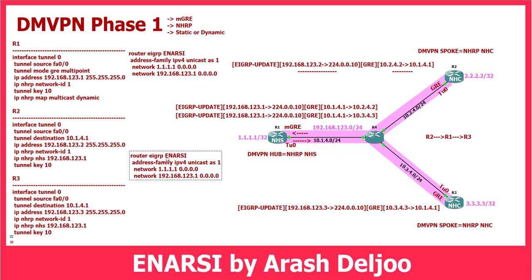Okay, and after that, let me configure EIGRP on router 2 also. This is the configuration of EIGRP on router 2: router eigrp NRC, address-family ipv4 unicast autonomous-system 1, network quad 2, quad 0, and then network 192.168.123.2 quad 0. After that, on router 3, we are configuring network quad 3 and then network 192.168.123.3. That's it. Let me start the configuration.